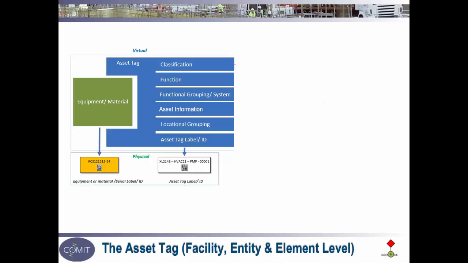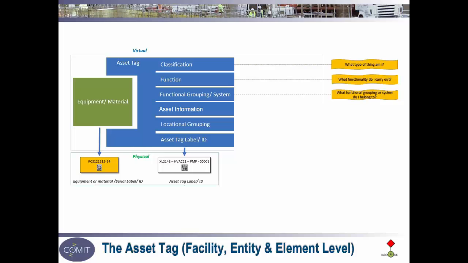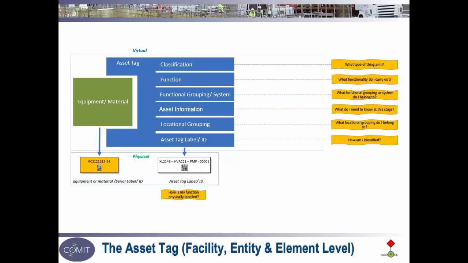information that are represented by this diagram. It's made up of the following. Firstly, what type of thing am I? Secondly, what function do I carry out? Then, what functional grouping do I belong to? We look at what questions I need answering at every stage. Where does this thing carry out its function? How it's identified? And finally, this tag will be fulfilled by a piece of equipment or material.